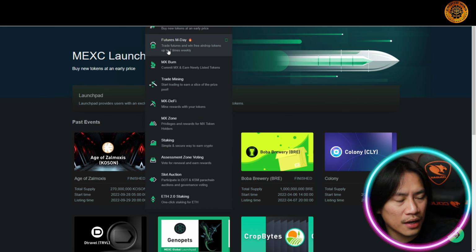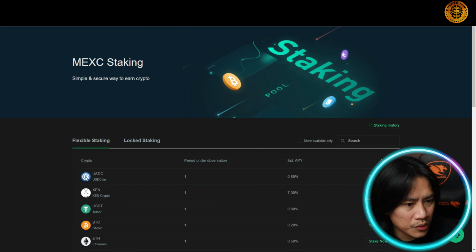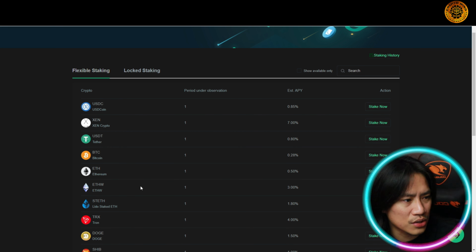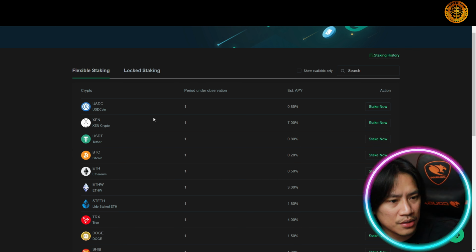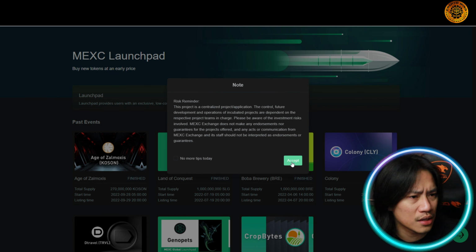Okay, you have Futures M Day, MX Burn, Trade Mining, MX DeFi, MX Zone. You have staking, a simple and secure way to earn crypto. Go ahead and check on that here. If you have these tokens, you could stake them there. Estimated APY: some are not as high, but some are really good. 7% right here. And let's go back.